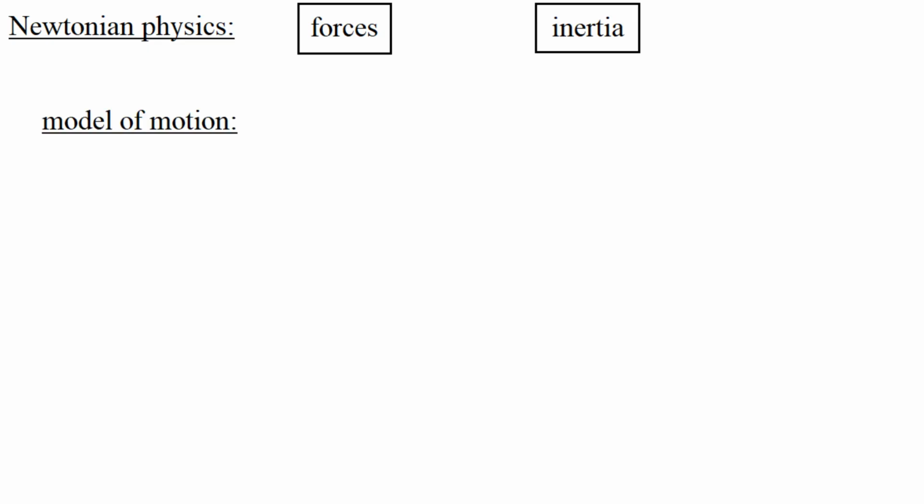So, Newton's model of physics involves a concept of forces and a concept of inertia, also referred to as inertial mass. And inertia is an inherent property of an object. It doesn't depend on the motion of the object or the forces acting on the object. And Newtonian physics includes within it a model of motion that says that the following equation holds in an inertial reference frame. But don't worry if you don't know what that means.